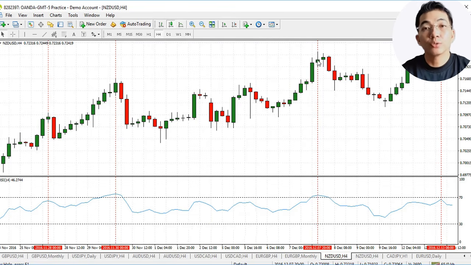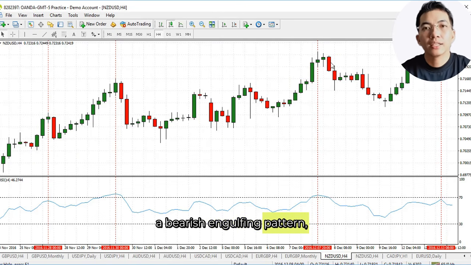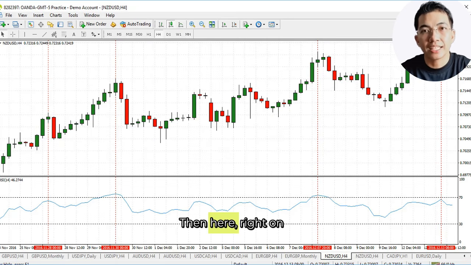So at this point, we can start to look for a candlestick pattern that gives us a good chance to enter a short position. Right here, we have a bearish engulfing pattern, so this is the first good chance to open a short position. Then here, right on the divergence, we have a shooting star that is another amazing opportunity to open a short position.